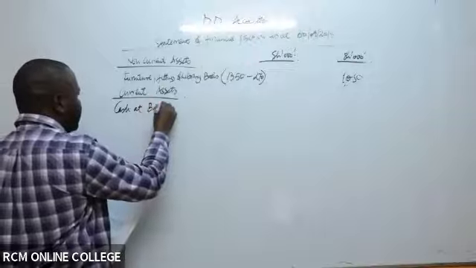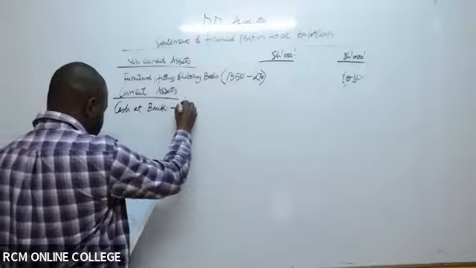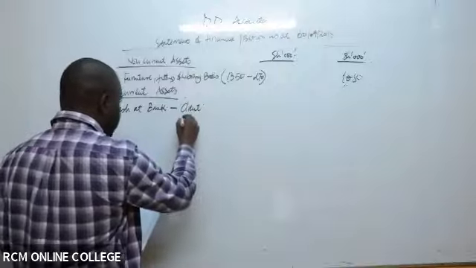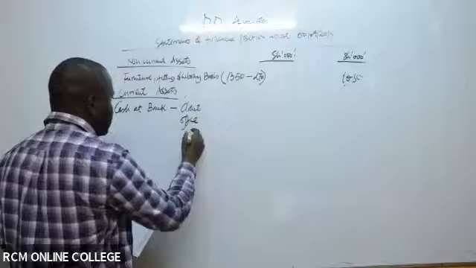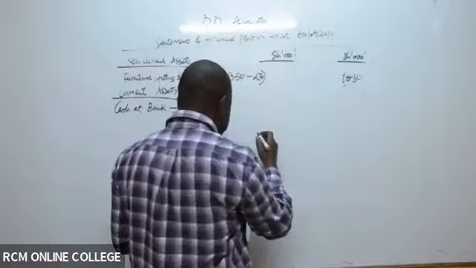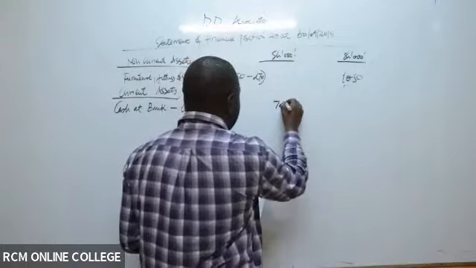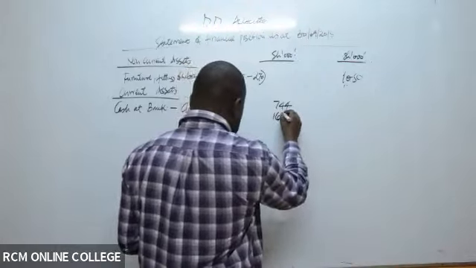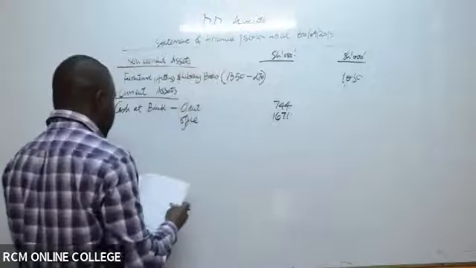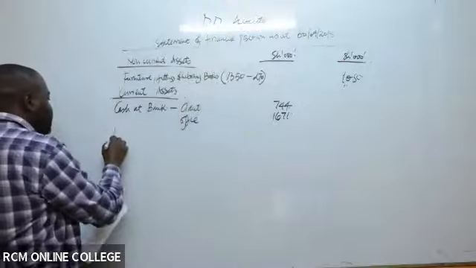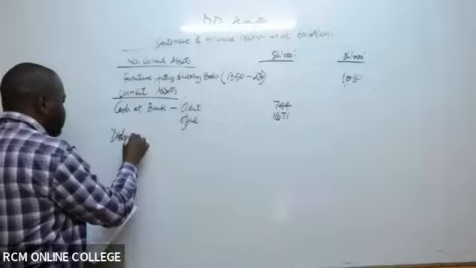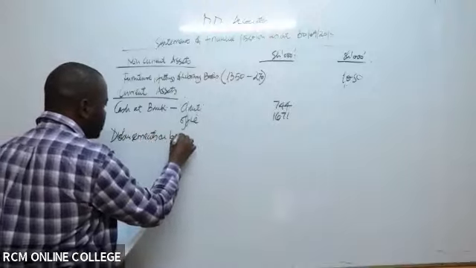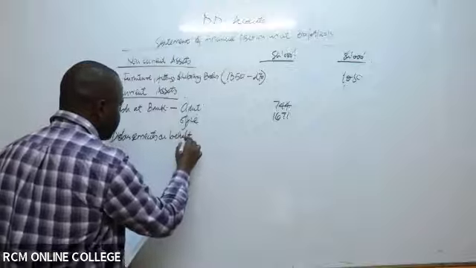Cash at bank, the money they had in the bank. You have the amount relating to the client, and the amount relating to the office. For the client we have 744, and for the office you have 1671. Then you have disbursements on behalf of the client. What they mean is money they paid on behalf of the client, but they'll be able to recoup it back from the client.